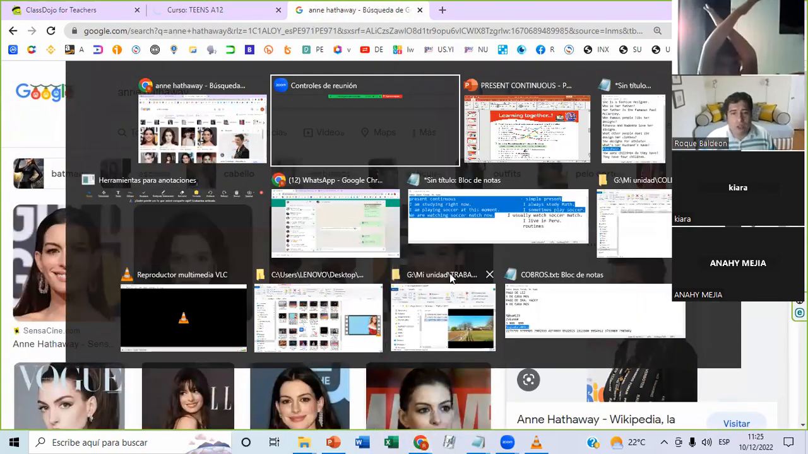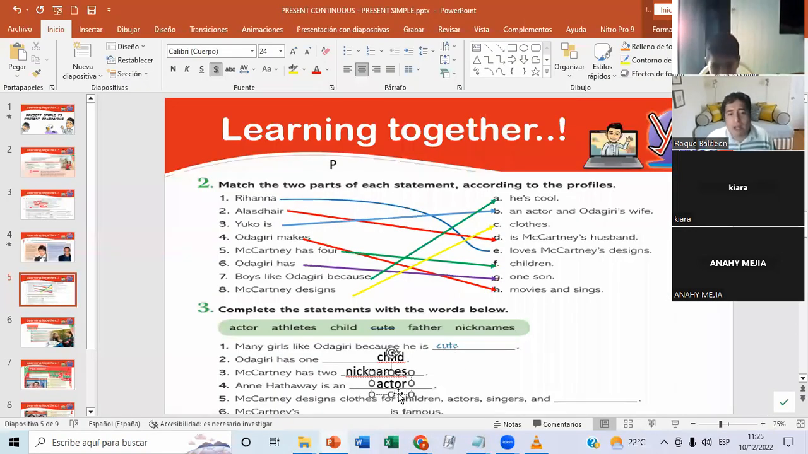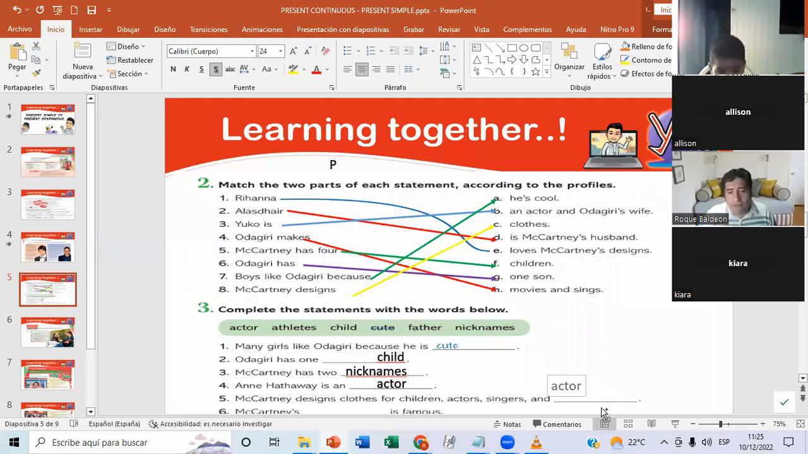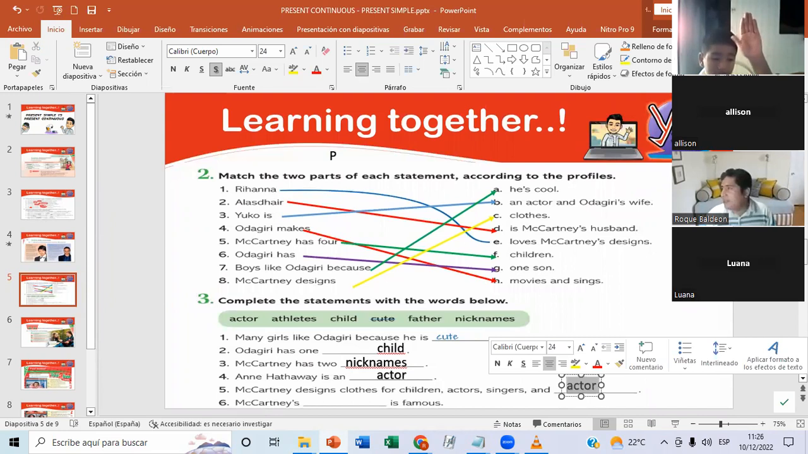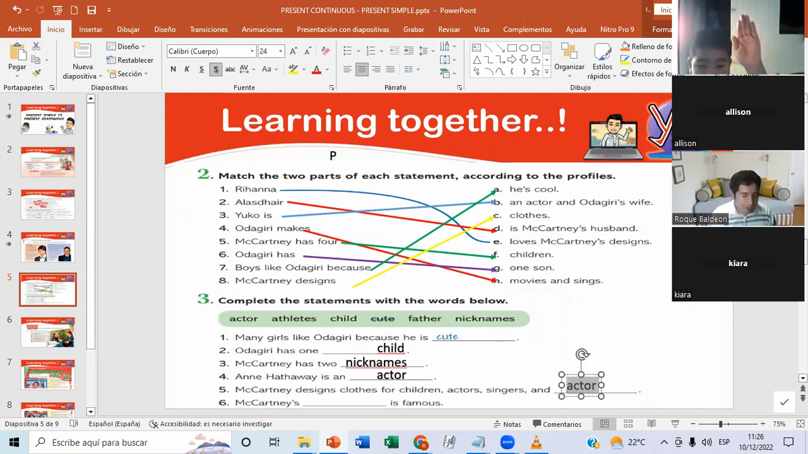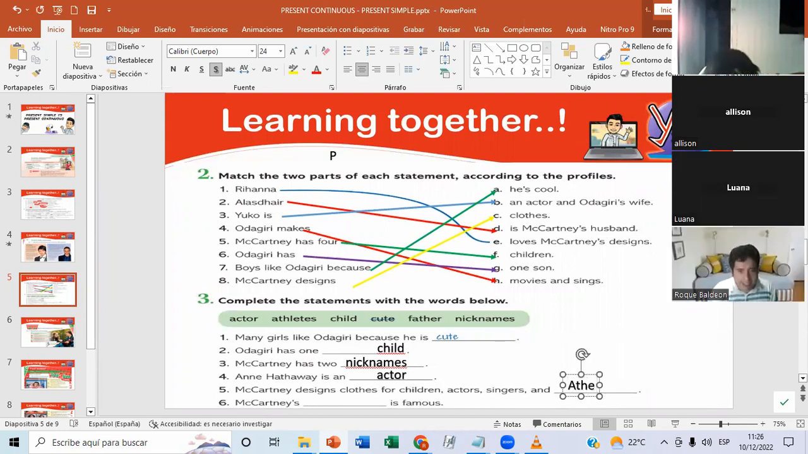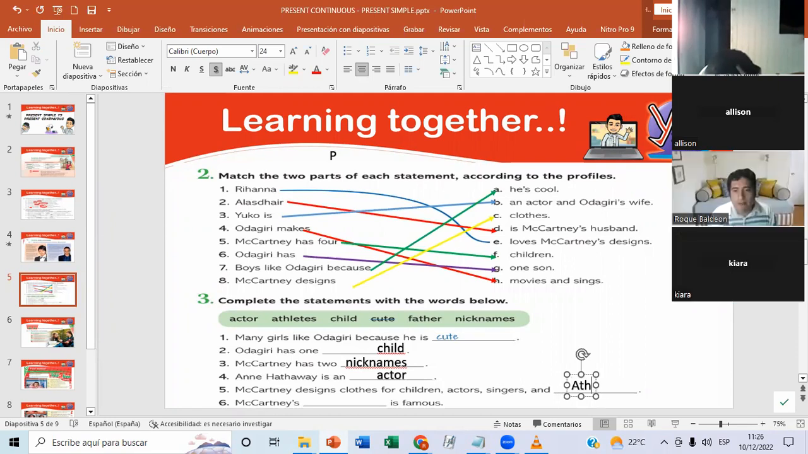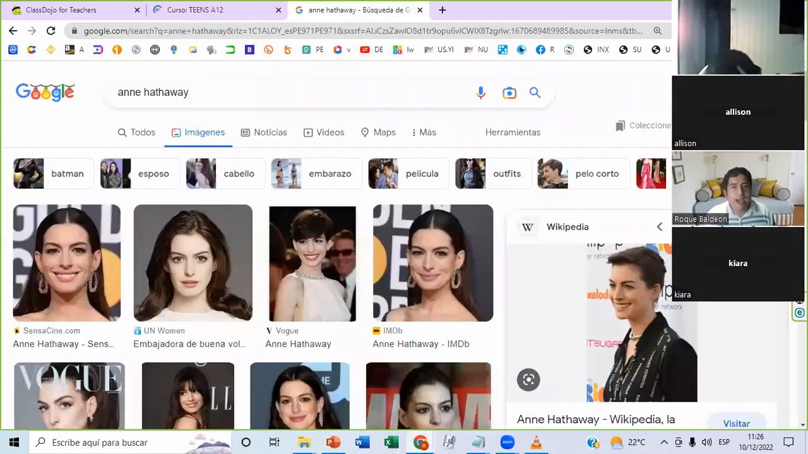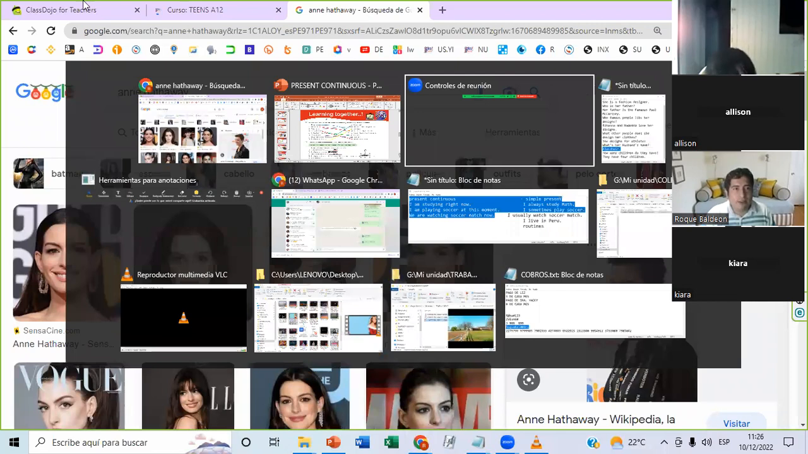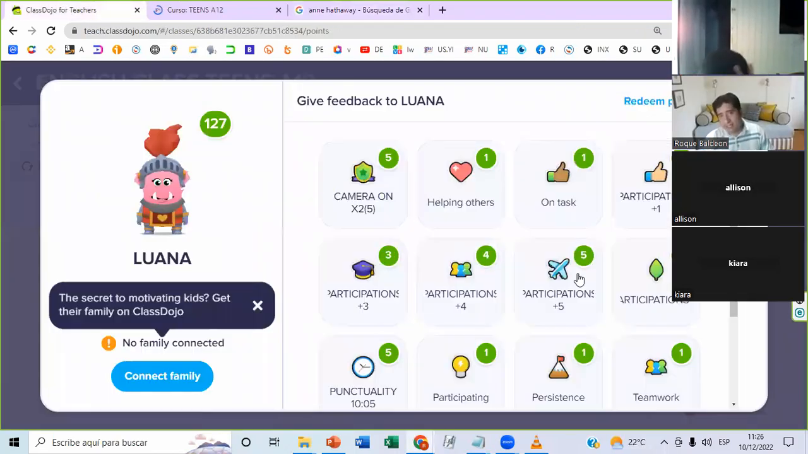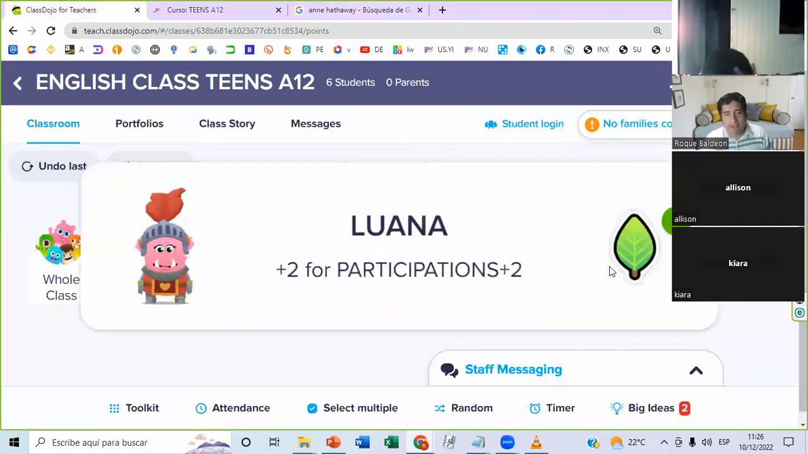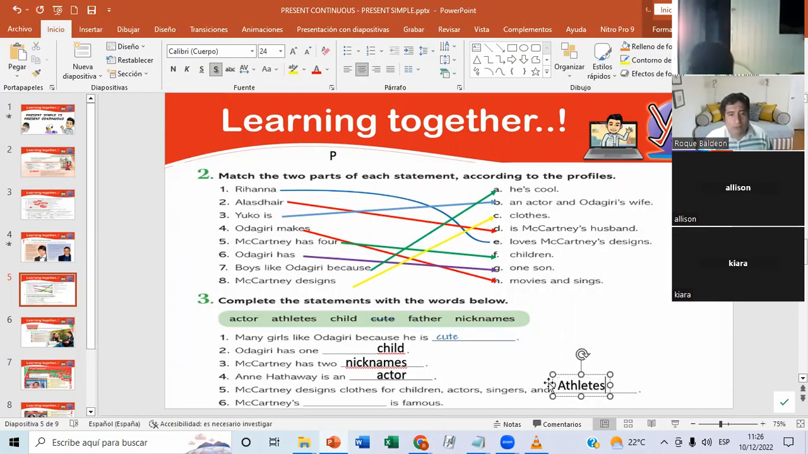Bien, continue, students. Come on, here we go. McCartney designs clothes for children, actor, singer, and athletes. Luana, very good, awesome. Luana, good, athletes. Está very attentive, Luana. That's it. No, designed for athletes. That's it. Very good, awesome. The last one, el último.